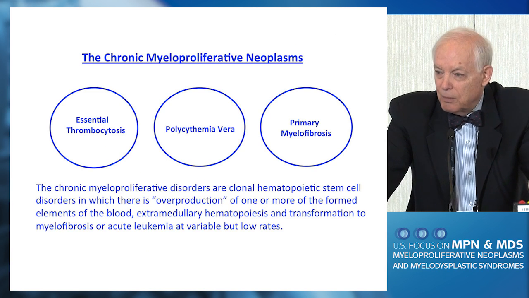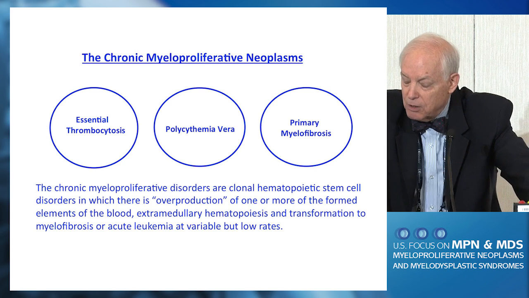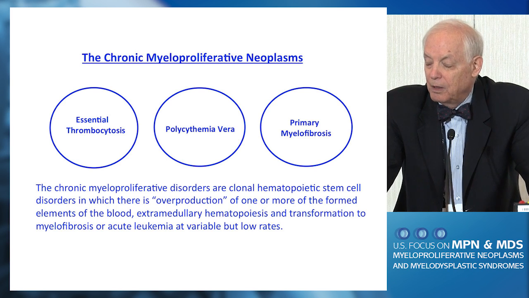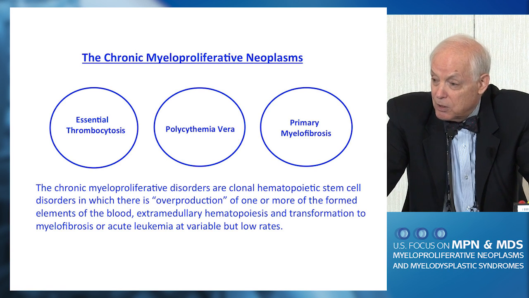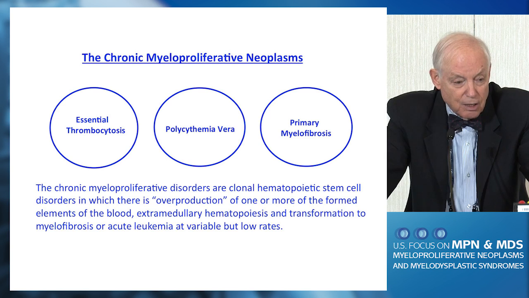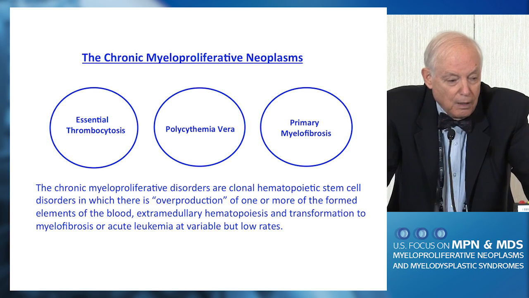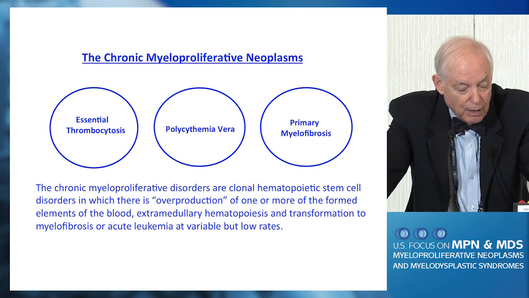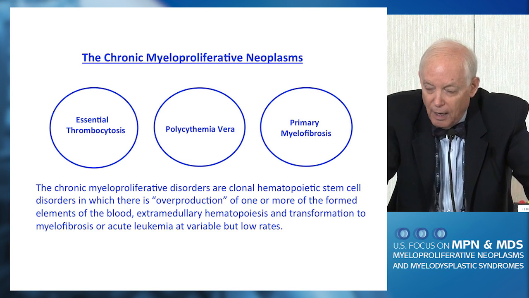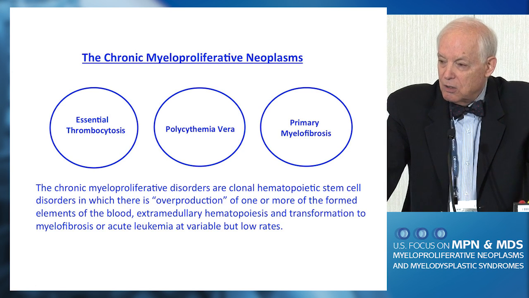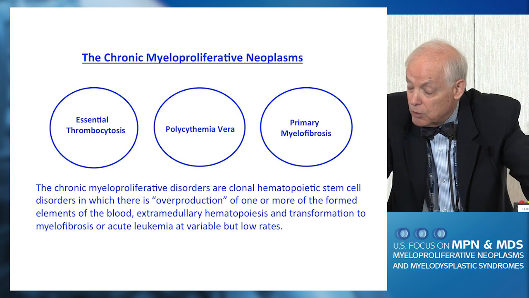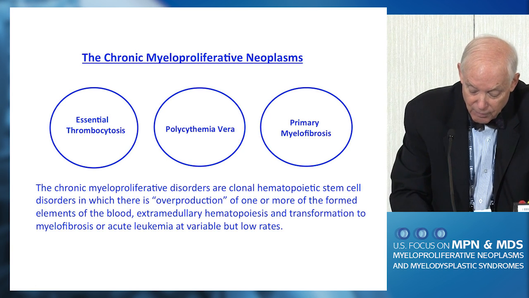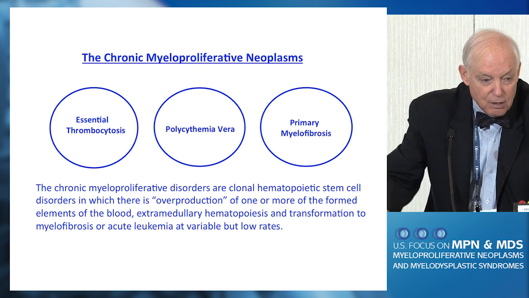And you know they're clonal stem cell diseases like the myelodysplasia, and that there's overproduction in these diseases of one or more of the formed elements of the blood, unlike myelodysplasia, except perhaps 5q- syndrome, and sideroblastic anemia, which is partly an MPN type disease. And they progressed in some cases to extramedullary hematopoiesis, myelofibrosis, bone marrow failure, and acute leukemia. So they all three have similar characteristics at different rates.